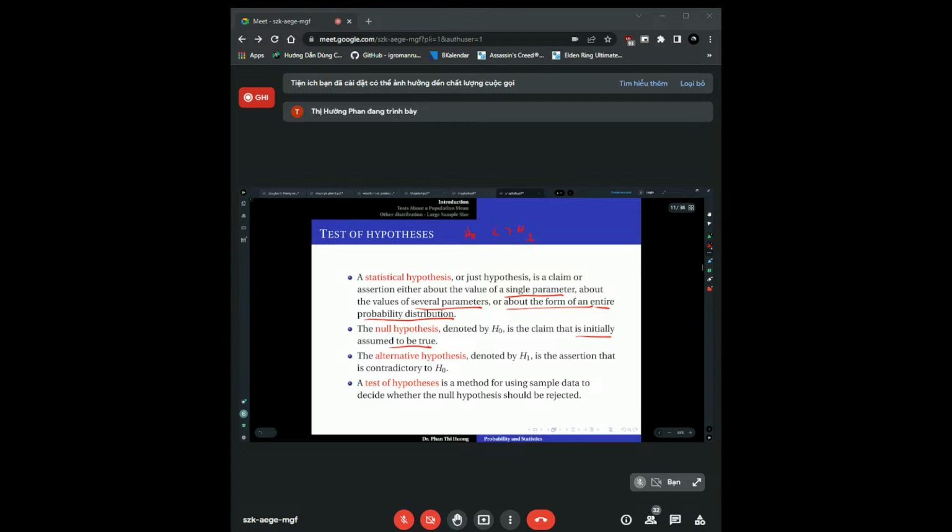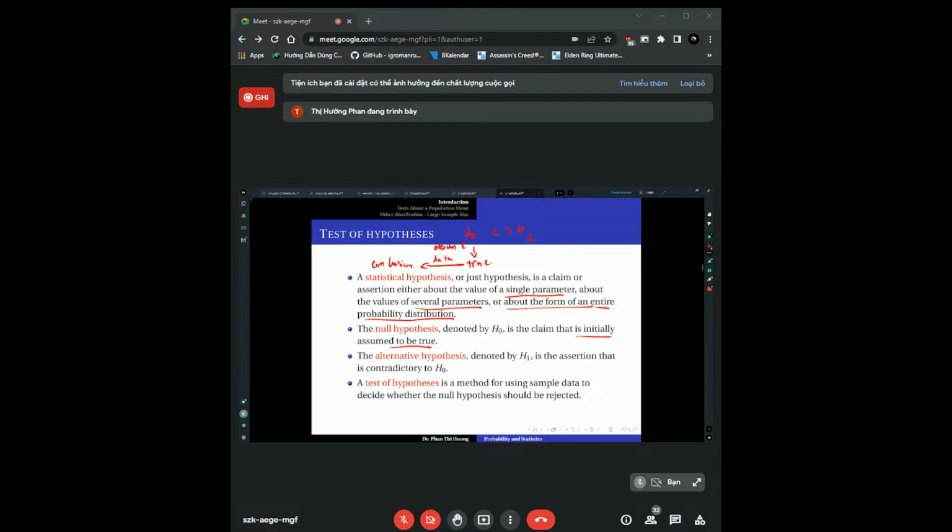H0 and H1 are opposites to each other. H0 will be something initially assumed to be true. And to know whether it's really true or not, we need the data. We need the data, and then we make conclusions. And H1 is just the opposite of H0.